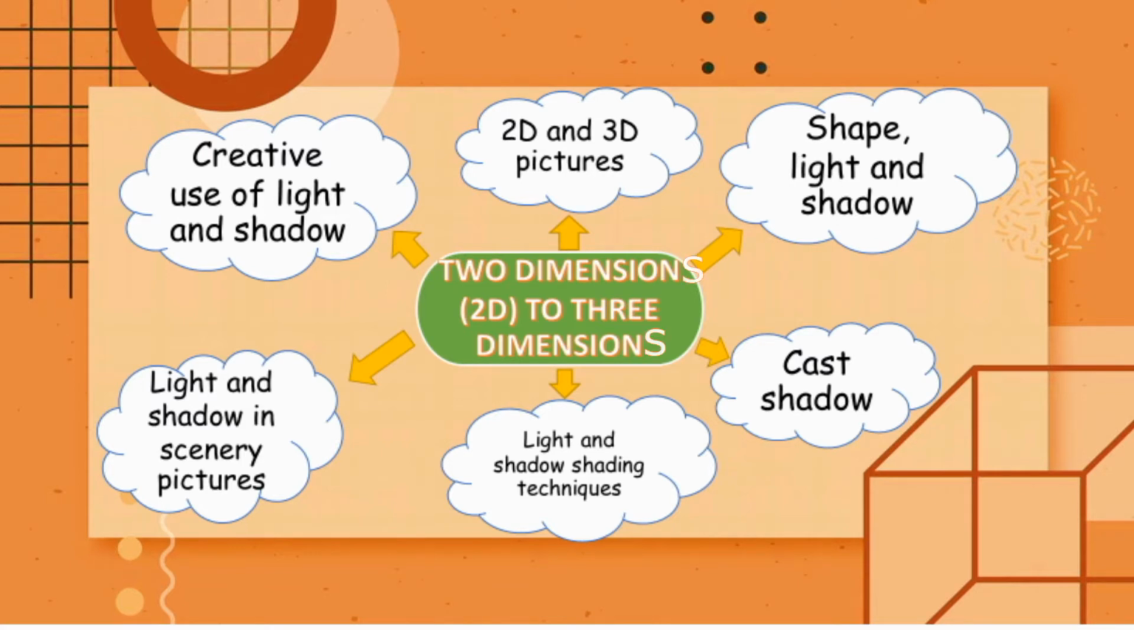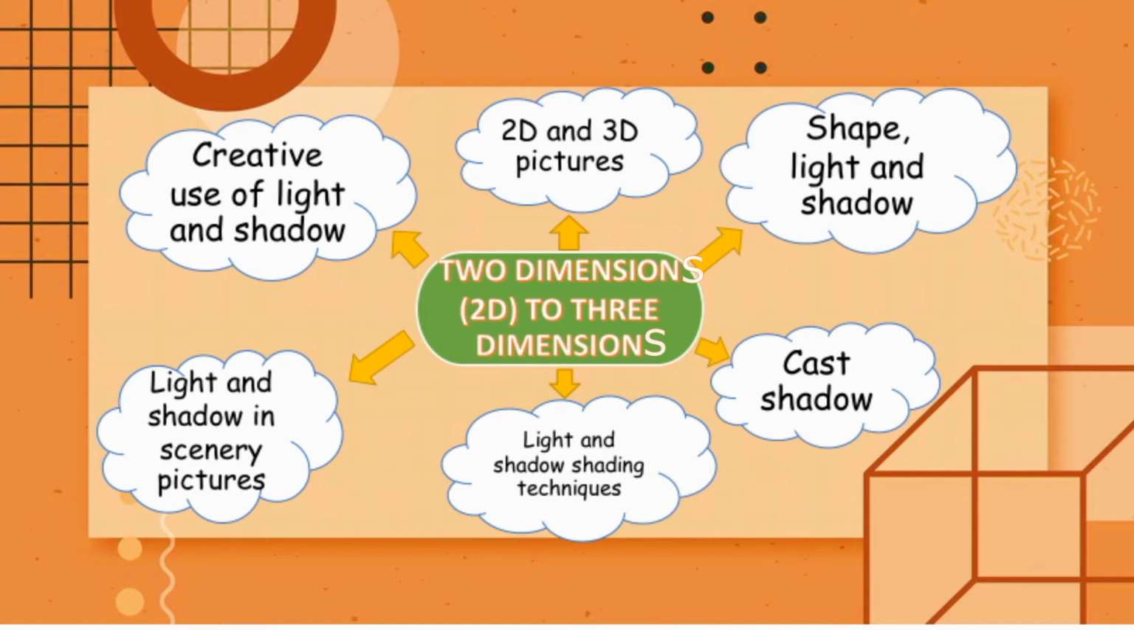So last week you finished your unit tests. For today, we will start with our Unit 3. In our Unit 3, we will tackle 2 dimensions, or 2D, to 3 dimensions, or 3D. In this unit, create visual artworks from 2 dimensions to 3 dimensions by applying the principles of light and shadow and weight.